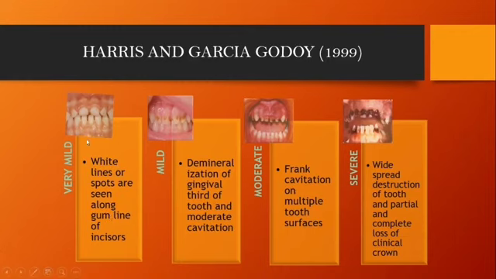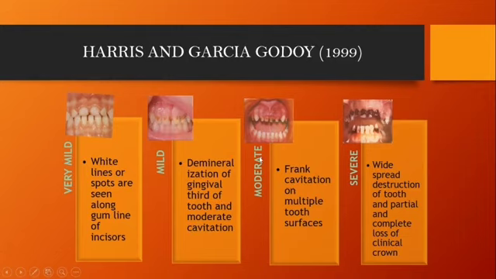White lines or spots are seen along the gum line of incisors. This is the very mild form, the mildest form, and if proper oral hygiene is maintained and topical fluoride is applied at this level, this can be arrested. And in mild, demineralization of the gingival third of the tooth and moderate cavitation.